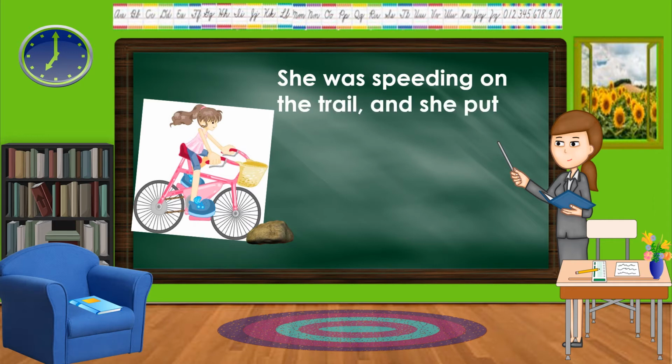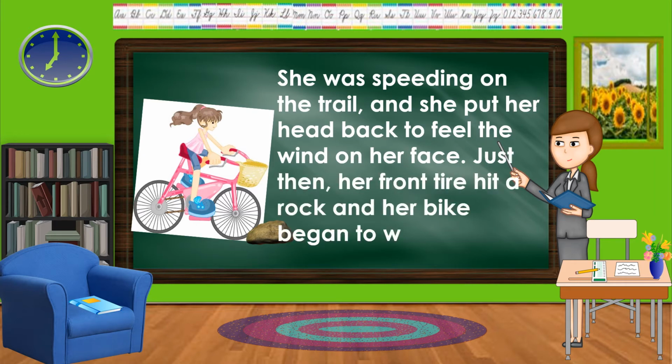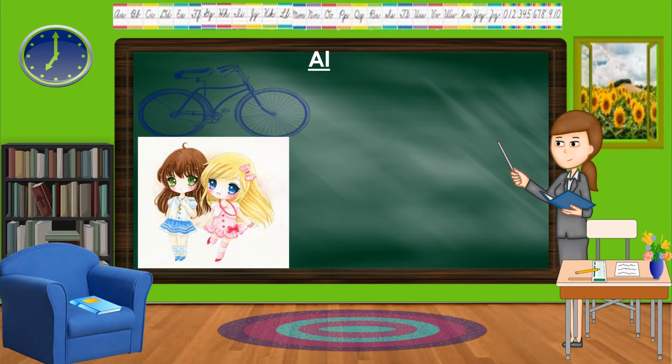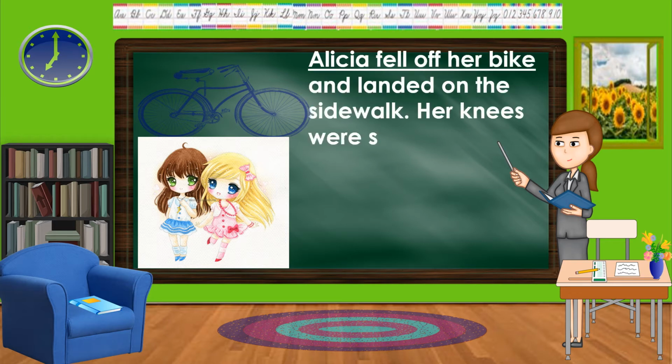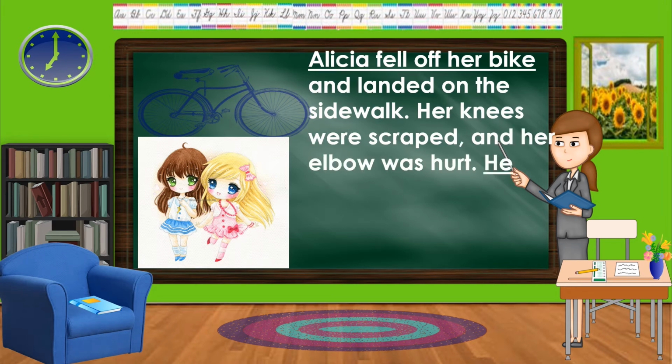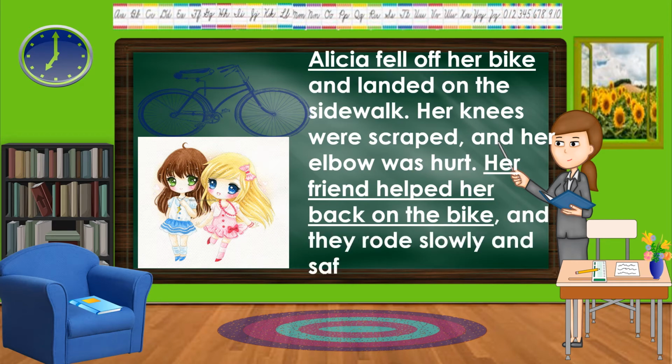She was speeding on the trail, and she put her head back to feel the wind on her face. Just then, her front tire hit a rock, and her bike began to wobble. Alicia fell off her bike and landed on the sidewalk. Her knees were scraped and her elbow was hurt. Her friend helped her back on the bike, and they rode slowly and safely out of the park.